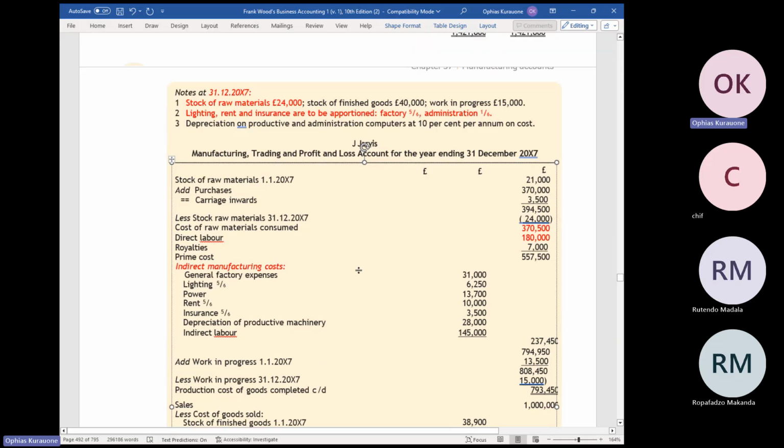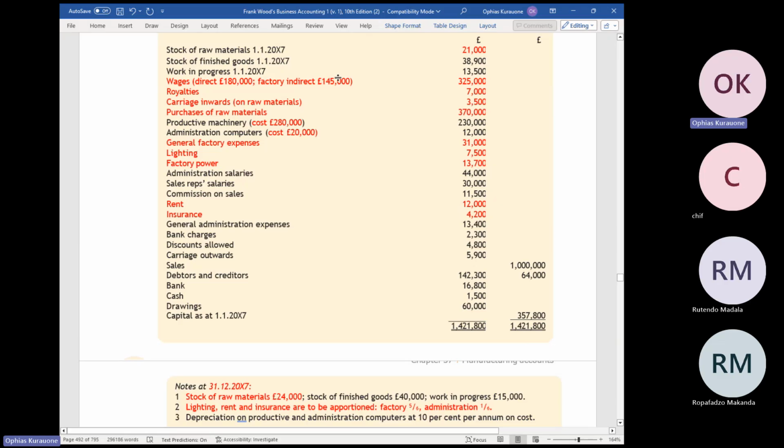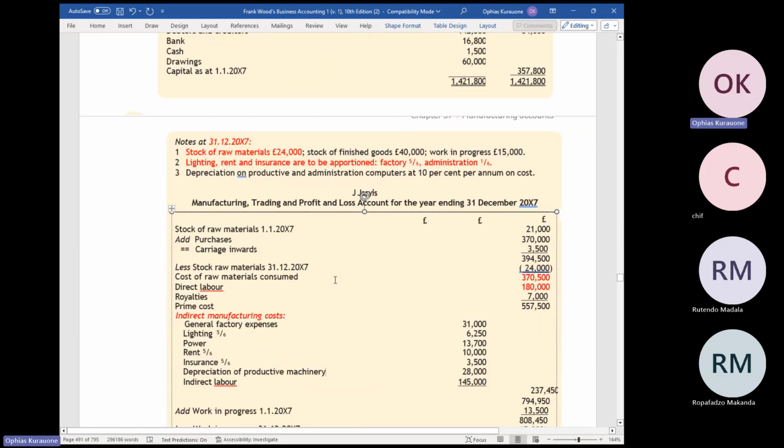Then we got the indirect labor. Indirect labor is given here, 145,000. So you need to separate to know where to put the indirect and the direct labor. That's why here we have 145,000. So this is indirect labor.